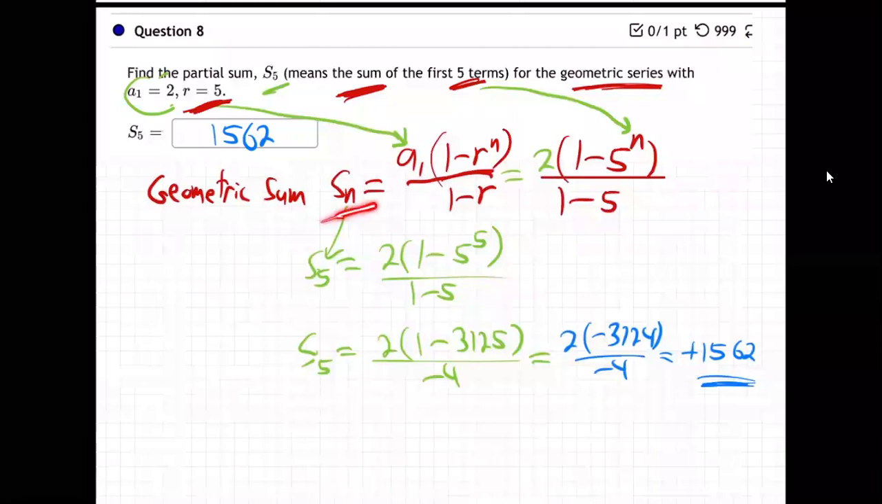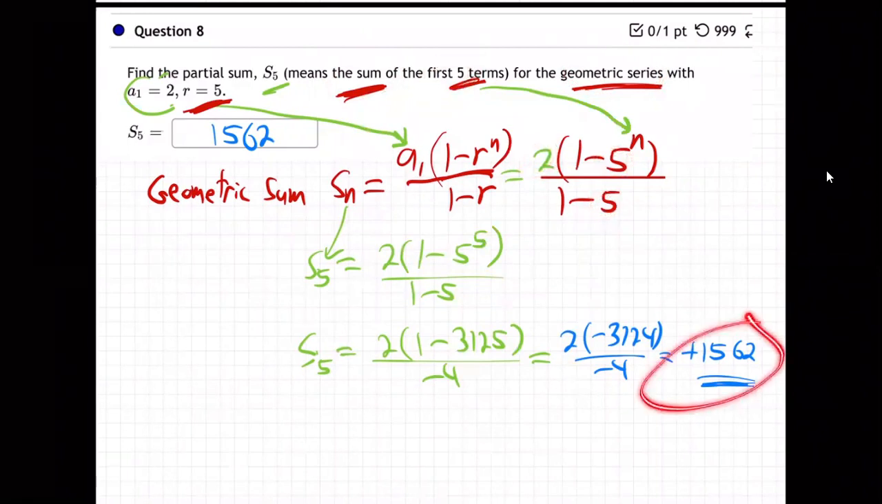So what did I do? I used the S sub n formula for geometric. They said geometric series sum, so I grabbed that formula, plugged in A1 is 2, R is 5, and n was also 5, first 5 terms. So I worked it out: 1562.